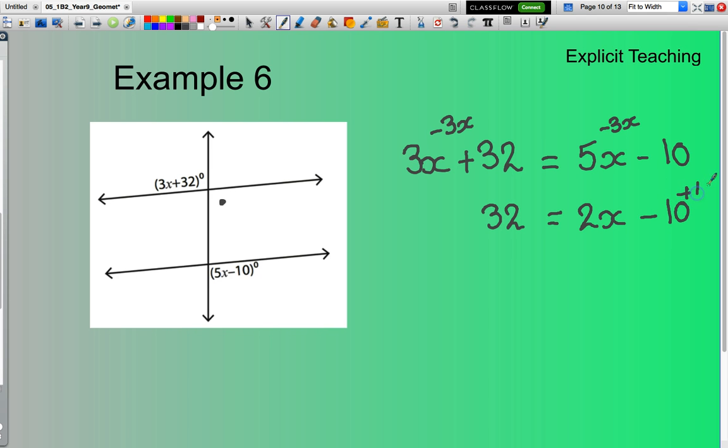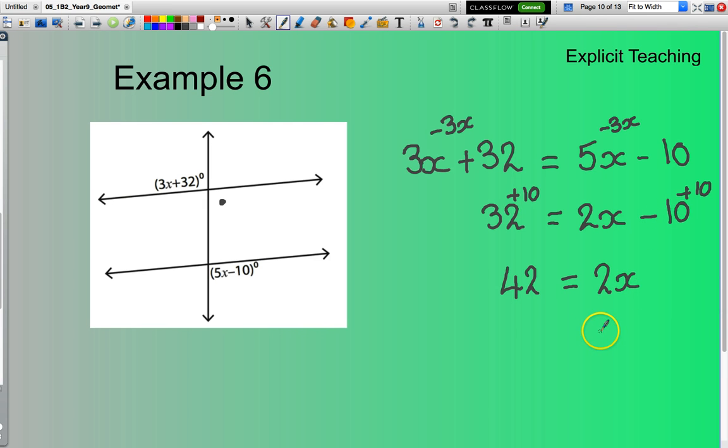Plus 10, plus 10. So 32 plus 10 is 42. Equals, right, 2x, and that cancels out to 0.